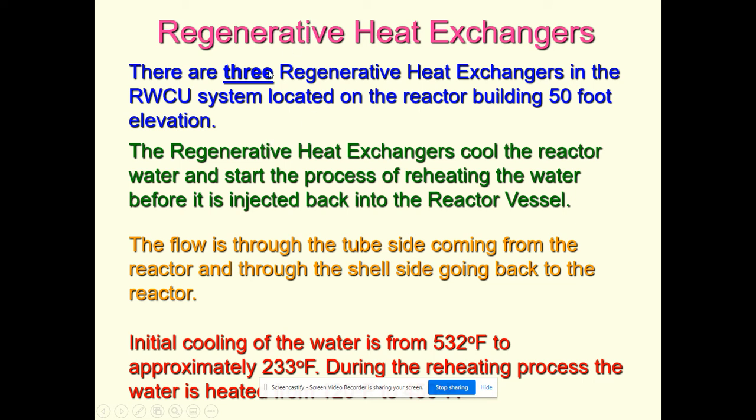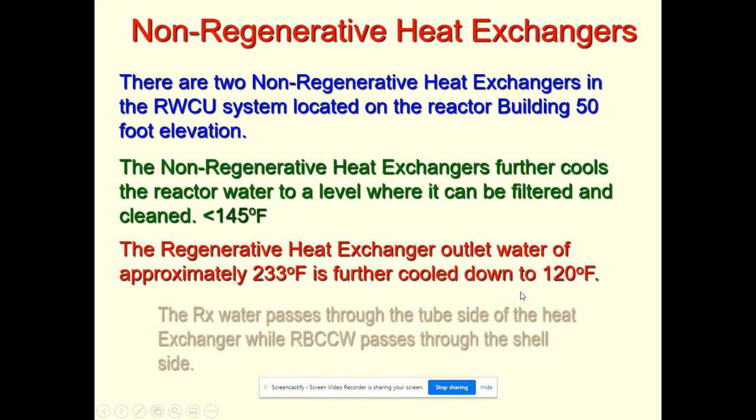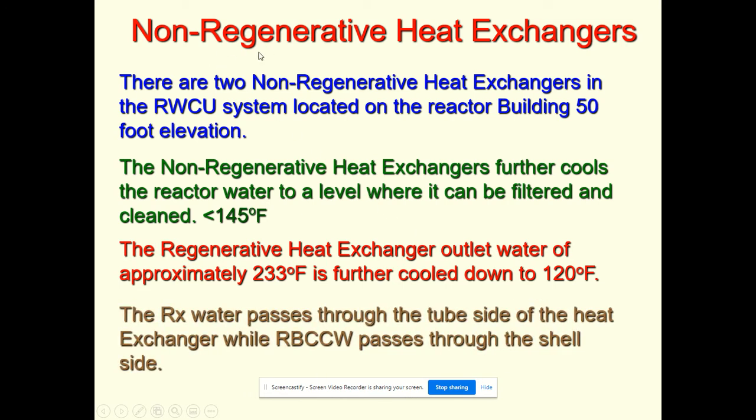So for Brunswick in particular, there's 3 of these regenerative heat exchangers. And again, they're very nasty radiation-wise. It's not something that you really want to go close to. And they're going to cool the water from 532 Fahrenheit down to around 233 degrees Fahrenheit. And on the way back, it's going to heat it back up to that 400 degrees Fahrenheit that we saw in the picture. After it goes through those, it's going to go through non-regenerative heat exchangers, and that's just going to dump the heat. Instead of back into the reactor, that heat is going to be dumped into RBCCW, and then from RBCCW, it'll get pushed into the salt water and out into the ocean.